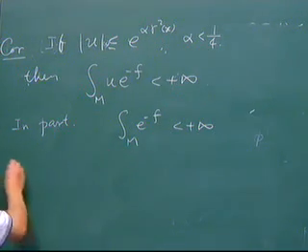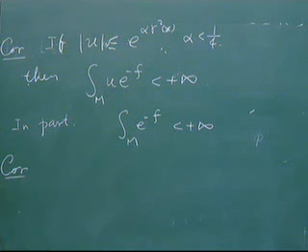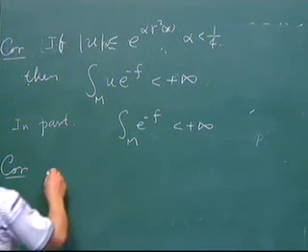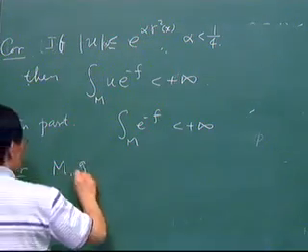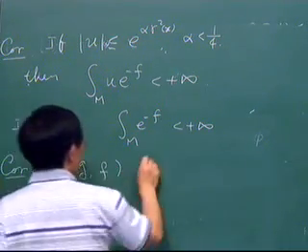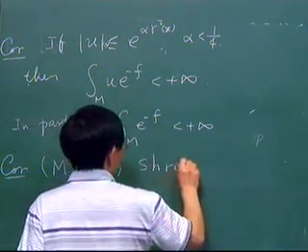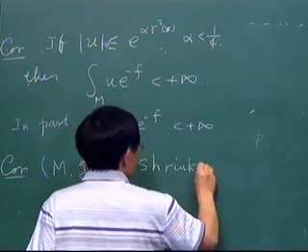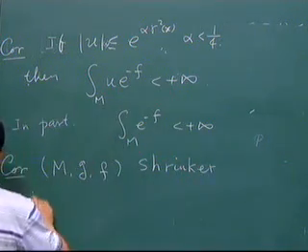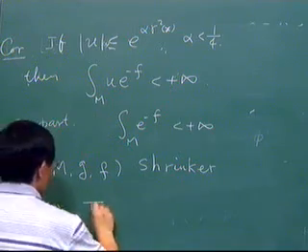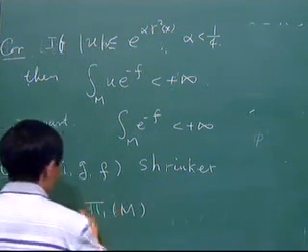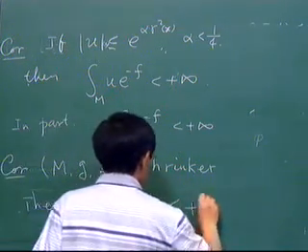This has an immediate corollary, which has been proved by several people. First by Shumei Li, and then by some people. So it's the following: if M, g, f is a shrinker, then the fundamental group is finite.